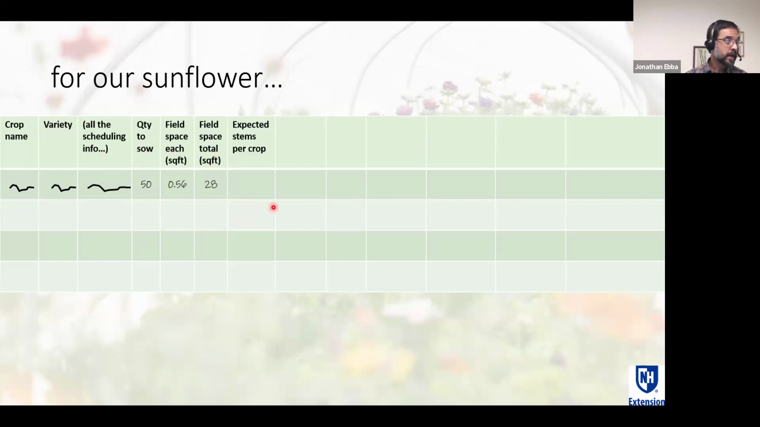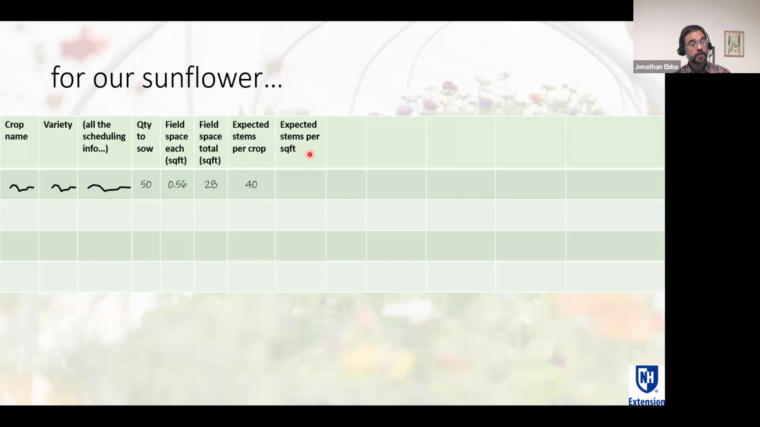And now let's look at how many stems I think I'm going to get out of that crop. Remember, that crop is going to be 28 square feet, sowing 50 of them. This was a sunflower, right? For some reason I expected to lose 10, a 20% shrink. That's pretty bad, but okay, that's what we thought here.